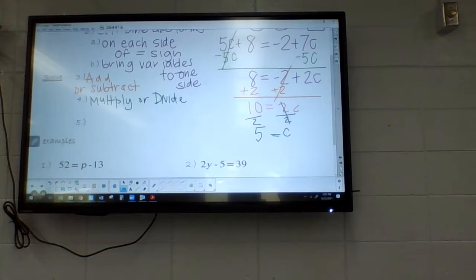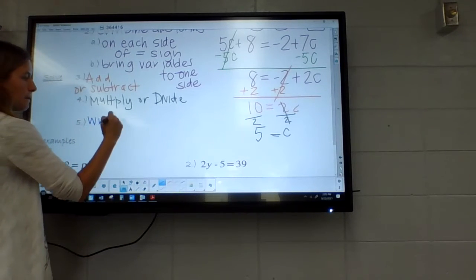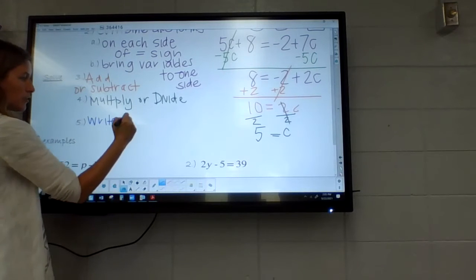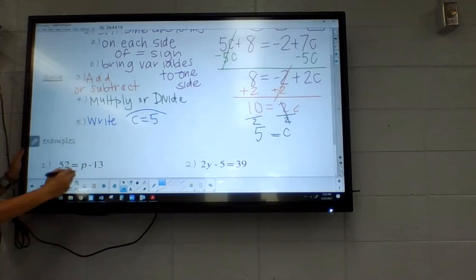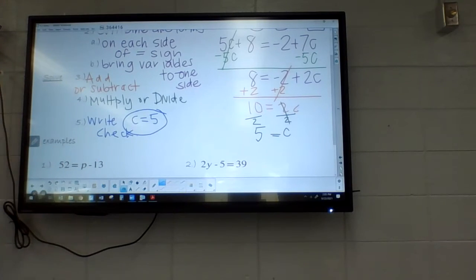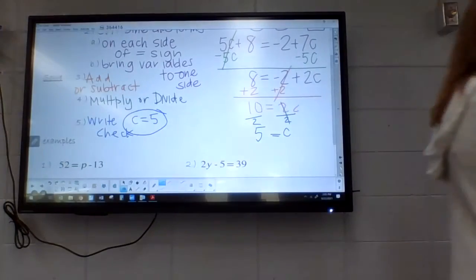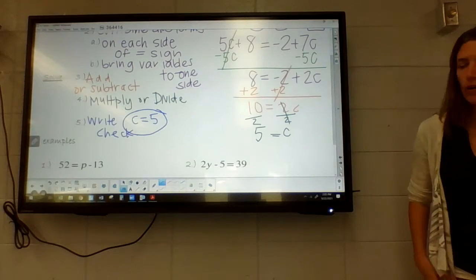If you have some extra time, you can always check your work. You can go back and put that 5 back in. It should work. Whatever it is, like the variable equals, like C equals 5. If you want to, you can check your work. It won't be required that you check it. But the way we check our work is like what we were doing yesterday when we substitute those values back in.